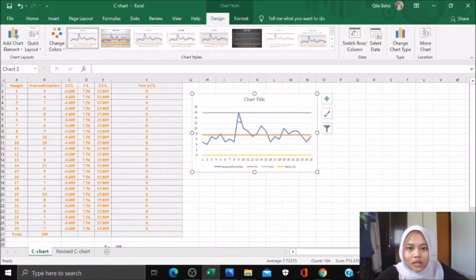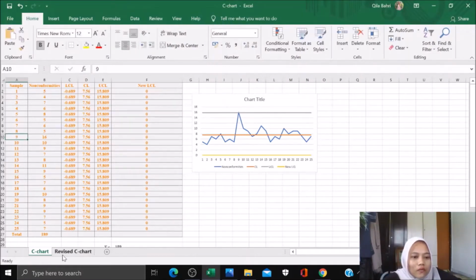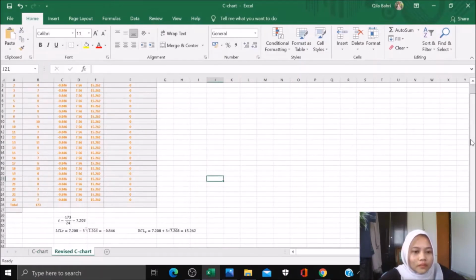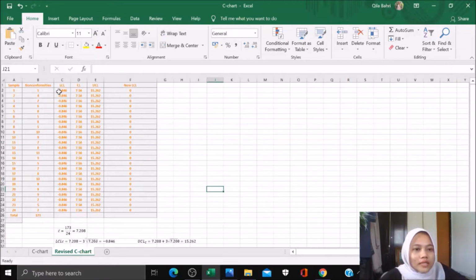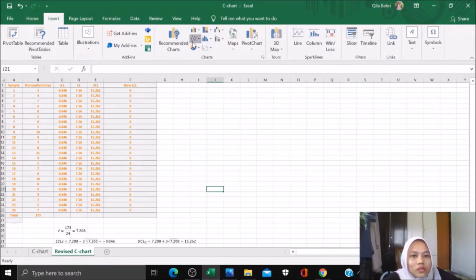So as you can see, there is data above the upper control limit. So we have to remediate, and we exclude sample number 9. After that, we revise and recalculate the CL, LCL, and UCL. So this is what we get. Okay, and then we try to construct a graph.